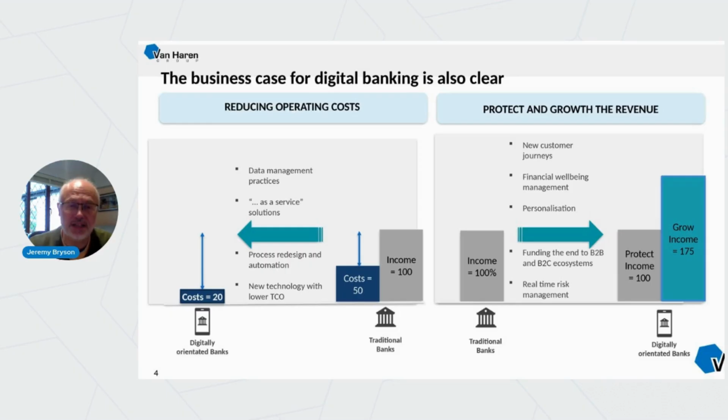In digital banking, there's significant disruption of that, because the cost to serve is reduced down to about 20 cents per dollar of revenue. So that widens the margin dramatically. Also, on the other side, the income can be protected by going for digital, but in some cases it can also be grown. And there are some factors here that we see that make the difference in each of these cases.